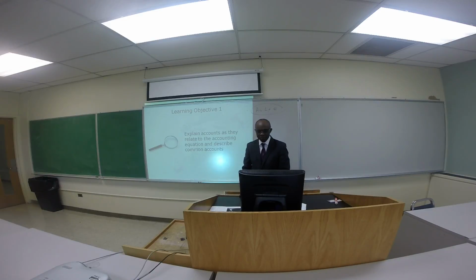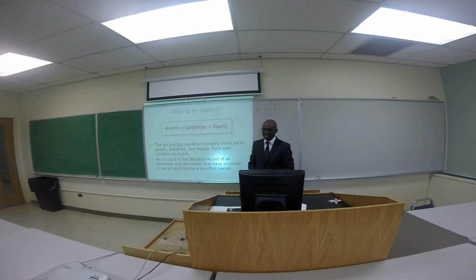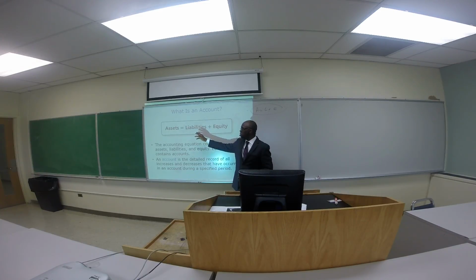So let's take a look at the first one. Here we are going to explain accounts as they relate to the accounting equation and describe common accounts. As we established in chapter 1, the accounting equation consists of assets equals liabilities plus owner's equity, or plus equity. So those are the 3 parts of the accounting equation.